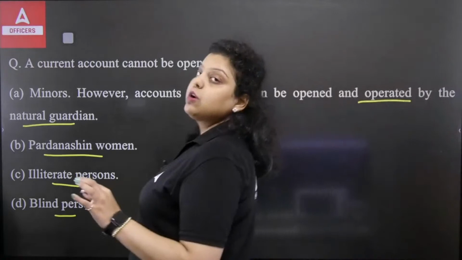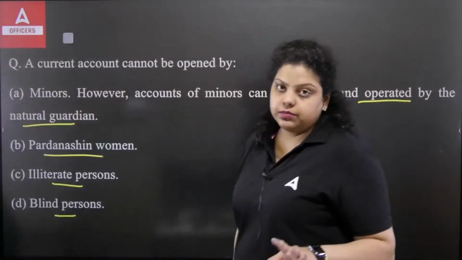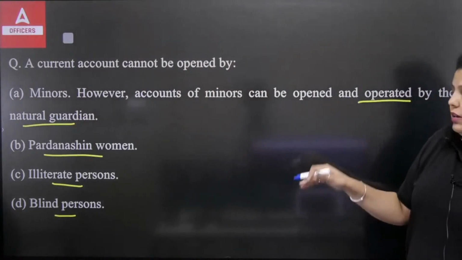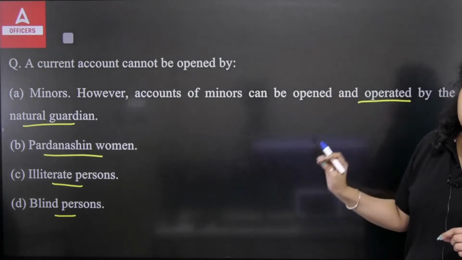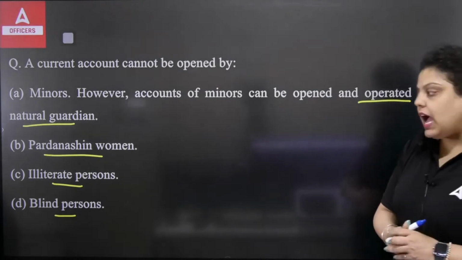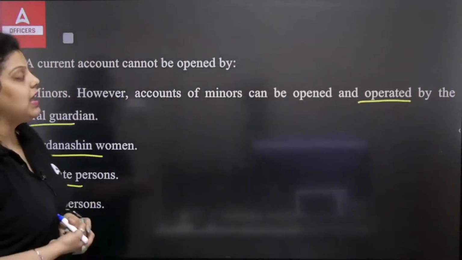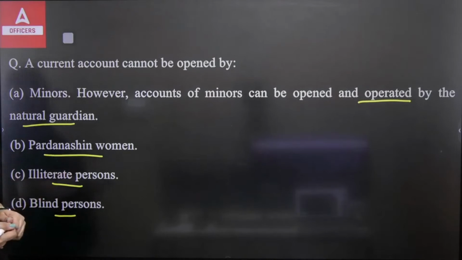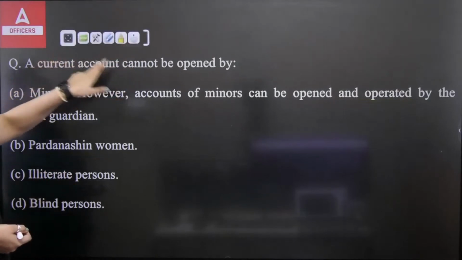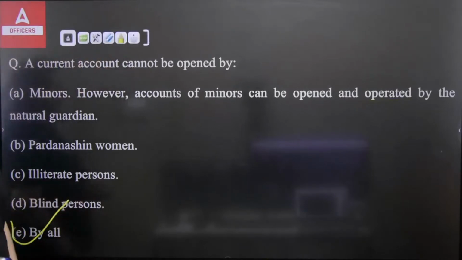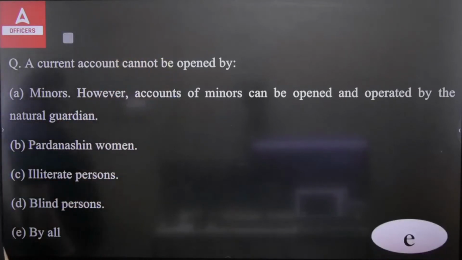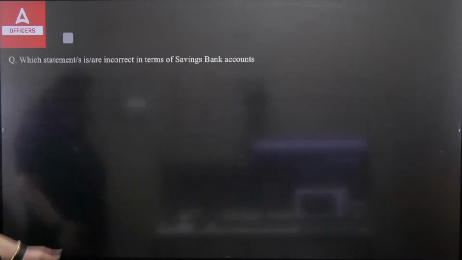If you know the concept, you will let me know the right answer. Something I have hidden here, because I want to know whether you know the concept or not. Obviously minors can't have a current account. Parda-Nishin women can't have a current account. An illiterate person can't have a current account, and a blind person cannot have a current account either. So the right answer is option E, by all. None of them can open a current account. They are not eligible to open a current account.